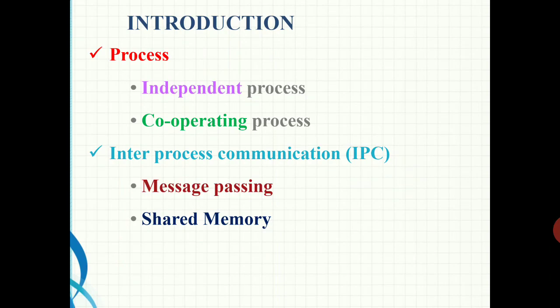In the case of independent process, it is not affected by the execution of other process, but in the case of cooperating process, it can be affected by other executing process. The processes communicate with each other by using a mechanism called inter-process communication. It is a mechanism which allows process to communicate with each other and synchronize their actions. The communication between these processes can be seen as a method of cooperation between them.